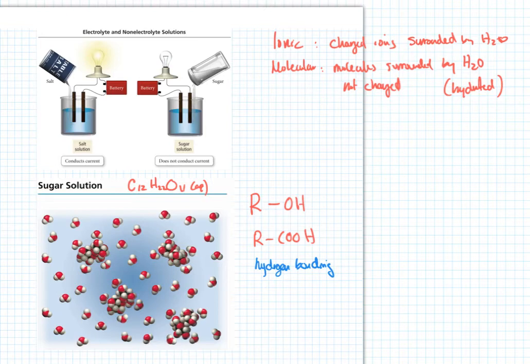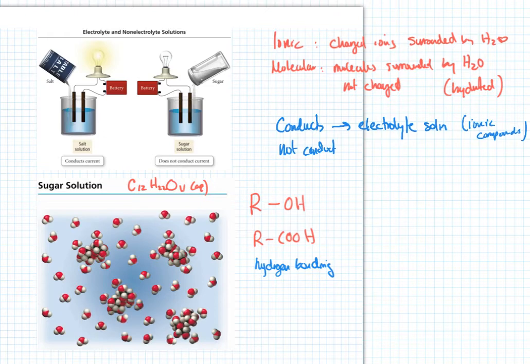So that leads to a new name. If we have a material or an aqueous solution that conducts electricity, we call that an electrolyte solution. So an electrolyte solution conducts electricity, which must mean that there are ionic compounds dissolved in the water. And if it does not conduct electricity, we call that a non-electrolyte solution.